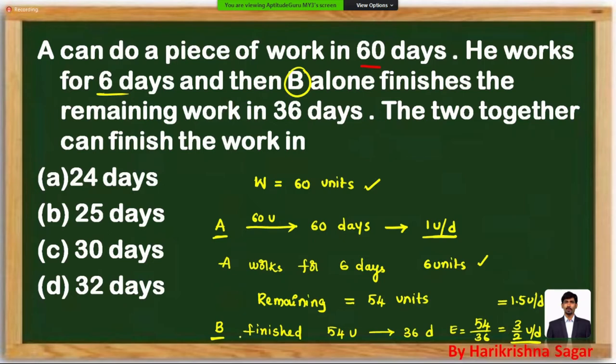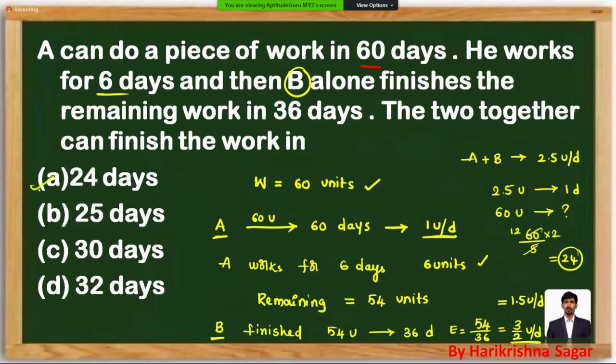If A and B are working together, how much time is required to finish the same work? So if A and B are working together, they are able to finish 1 plus 1.5, 2.5 units per 1 day. To complete the entire 60 units, how much time is required? 2.5 units in 1 day of time, then 60 units are completed in how many days? It is going to be 60 by 2.5, 60 by 5 by 2. So 5 ones are 5, 5 twos are 10, 12 into 2 is giving the result as 24. We can mark the answer choice as option A.